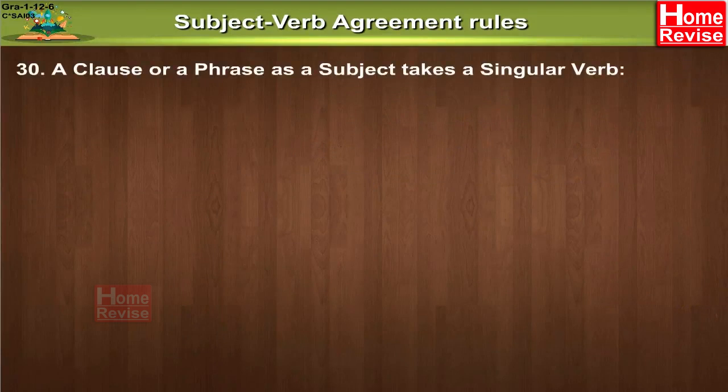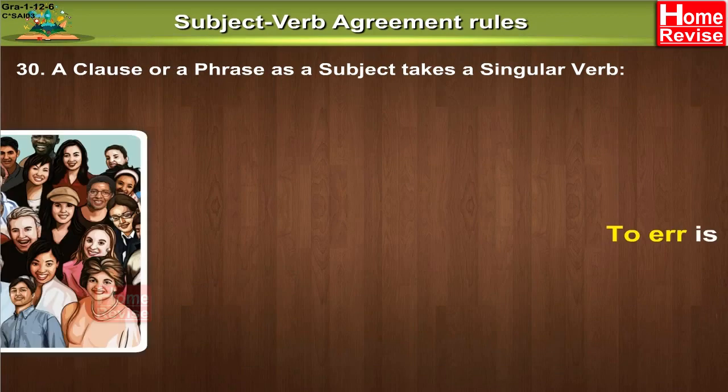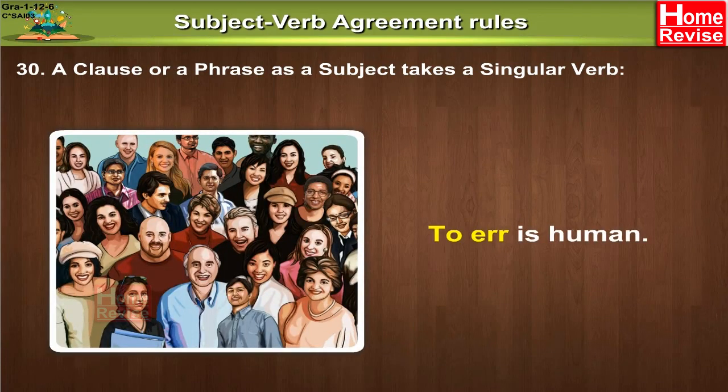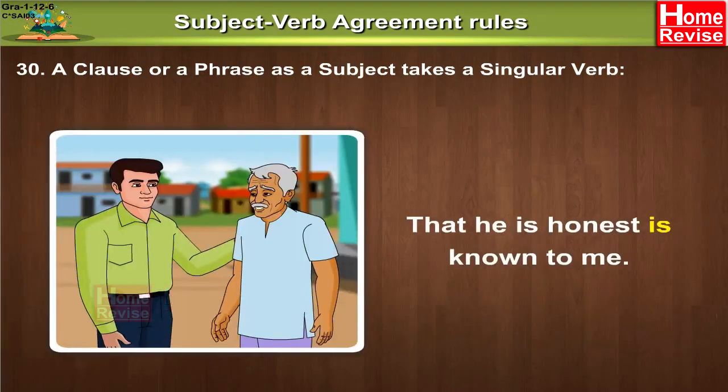30. A clause or a phrase as a subject takes a singular verb. To err is human. That he is honest is known to me.